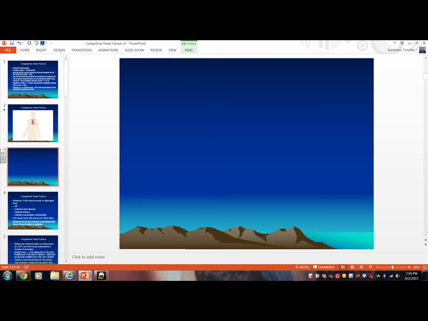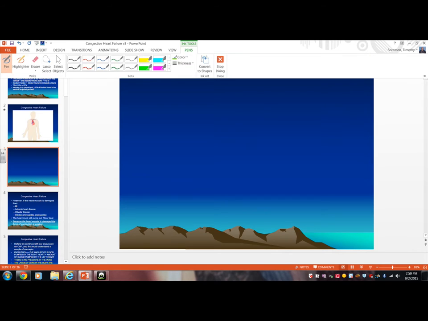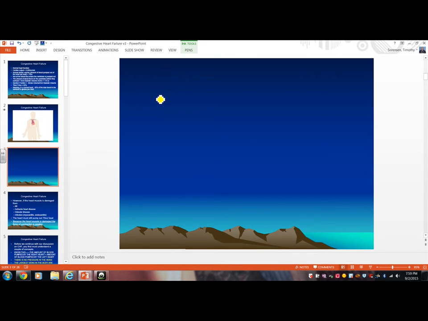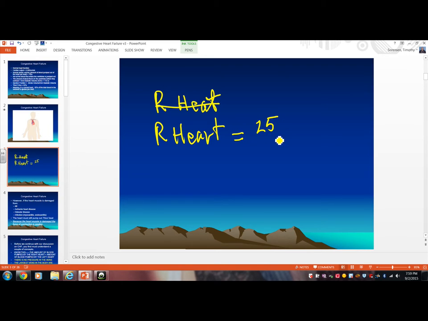The right side of the heart, right ventricle, low pressure. Right heart, low pressure. It has a systolic and diastolic pressure of about 25 over 15 because it just has to pump the blood to the lungs. The lungs, relatively small in comparison to the body.